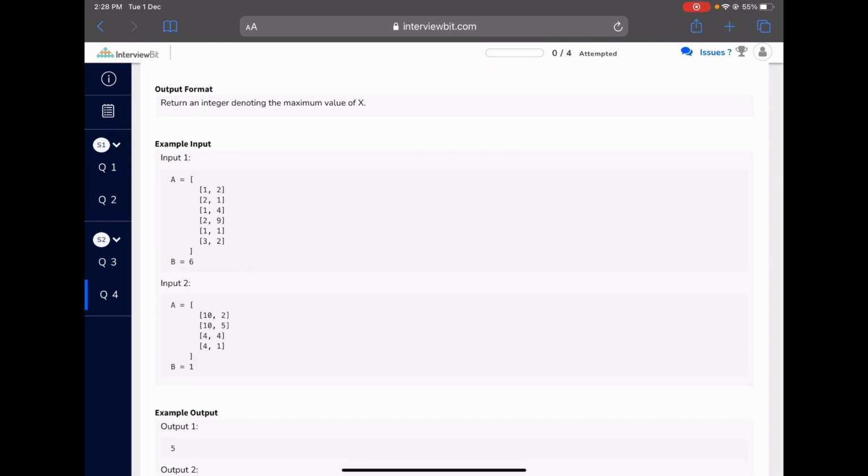The first sample was (1, 2), (2, 1), (1, 4), (2, 9), (1, 1) and (3, 2), and B is 6. That means the first child first requests chocolate with amount 2. Then he requests 4 quantity, then he requests 1. The second child first requests 1 and then he requests 9 quantities. The third child only requests once with 2 quantity. So the maximum chocolate each child can get will be 5.